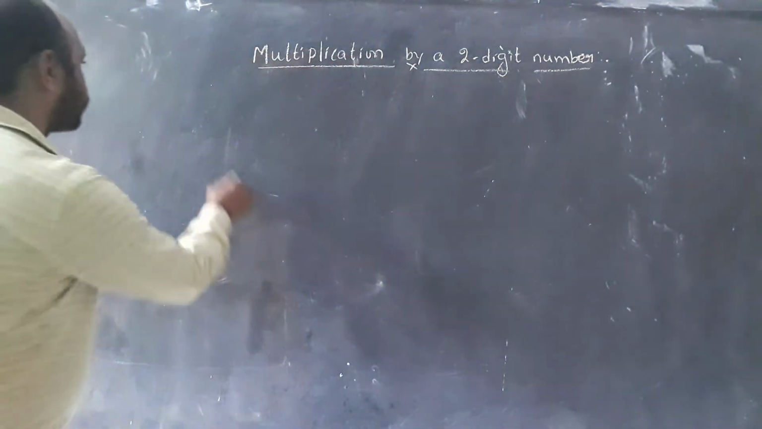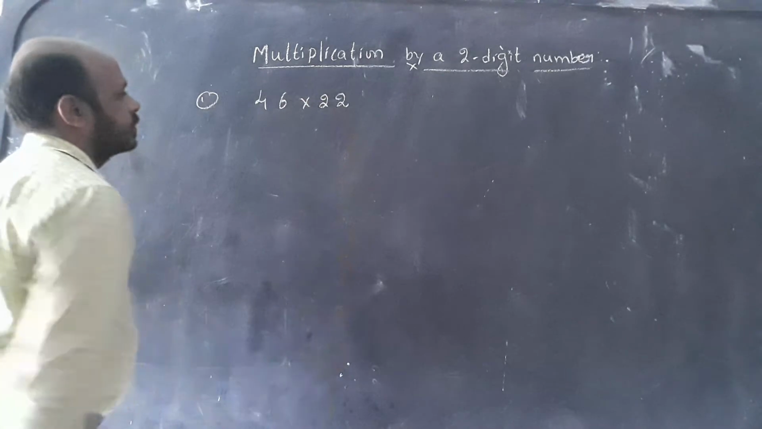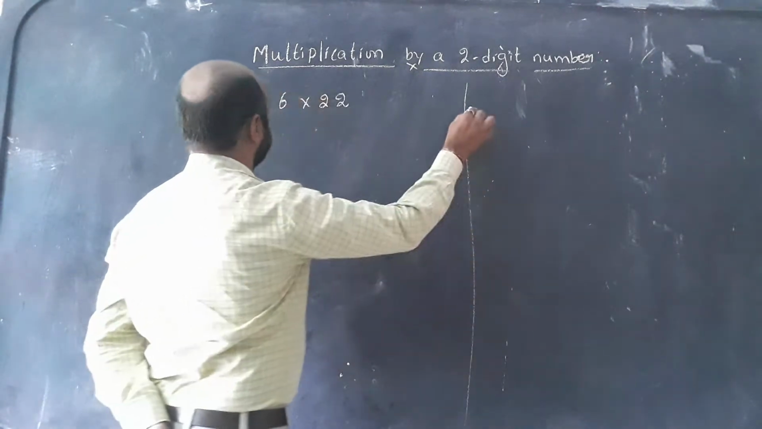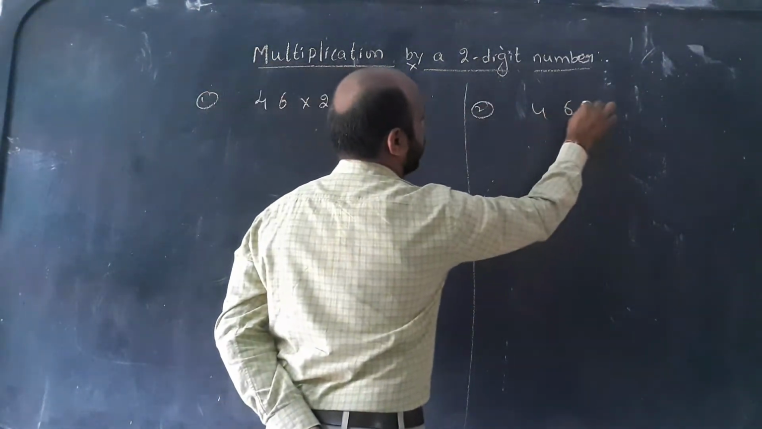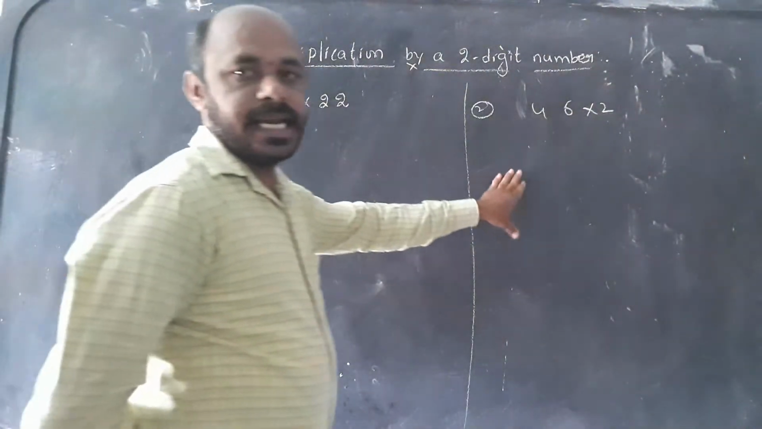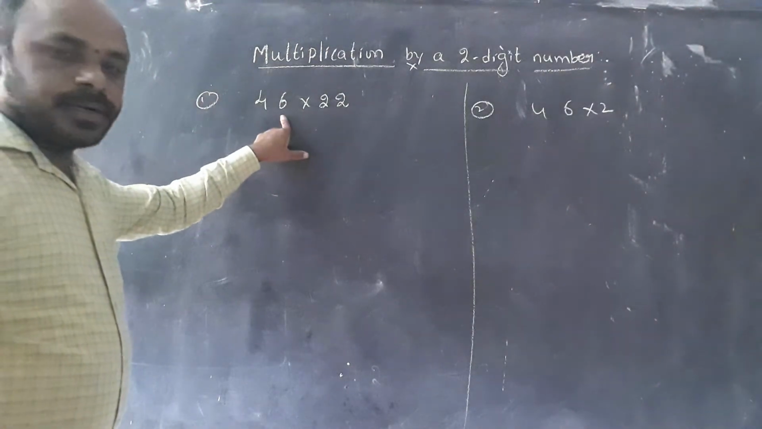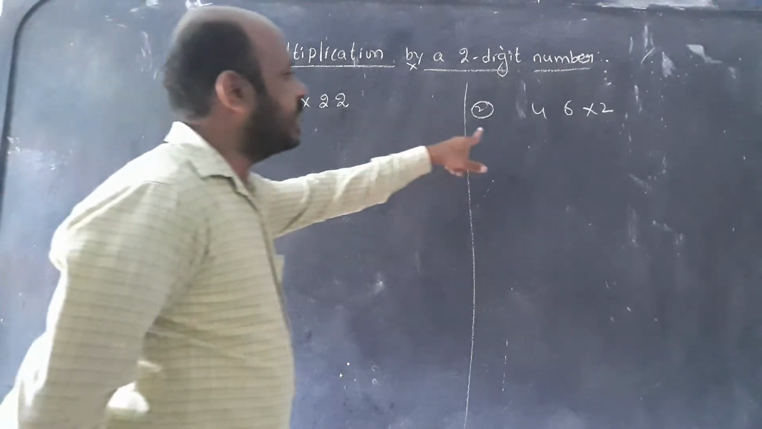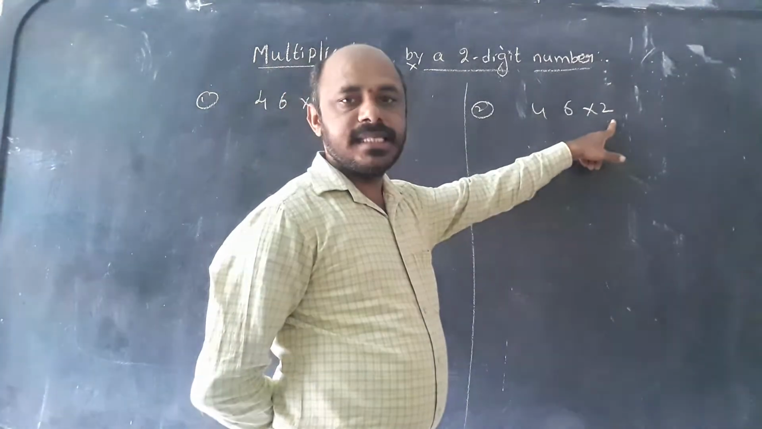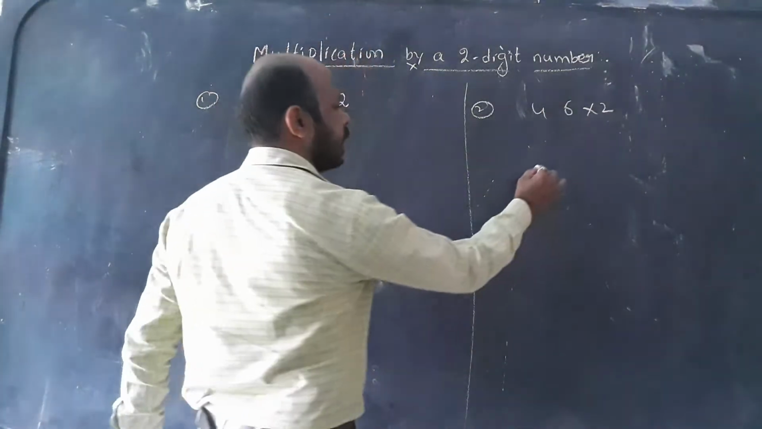See, for example, 46 into 22. And for the second example, 46 into 2. See the difference between the first example and the second example: here the multiplicand is a two-digit number and the multiplier is also a two-digit number. But in this second example, the multiplicand is a two-digit number and the multiplier is a one-digit number. Before class I explained this process, and one more time I am repeating it here.